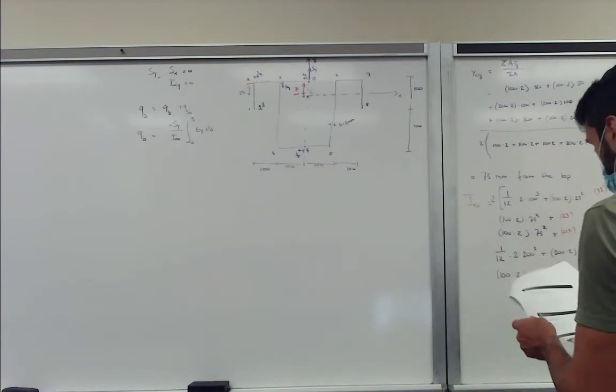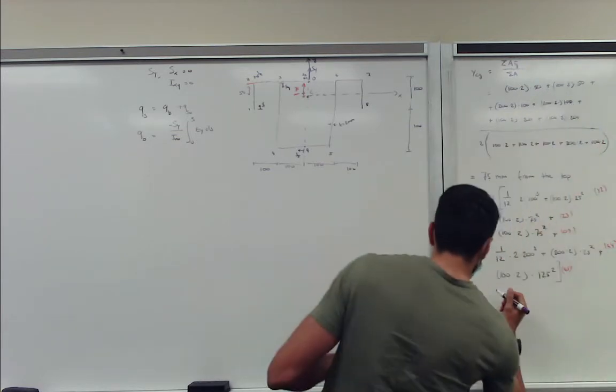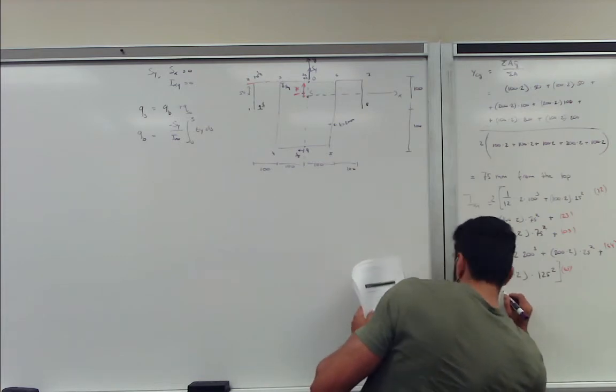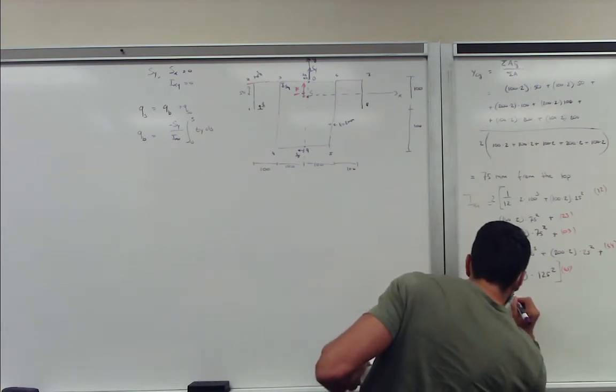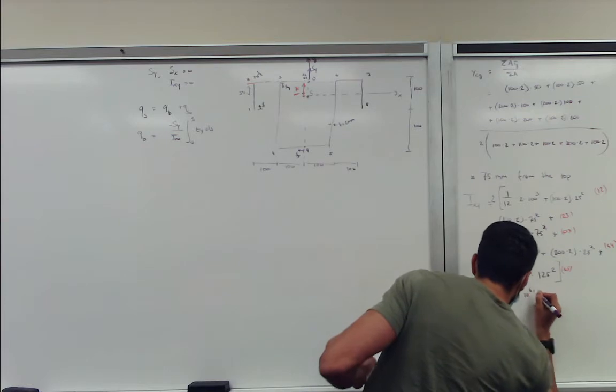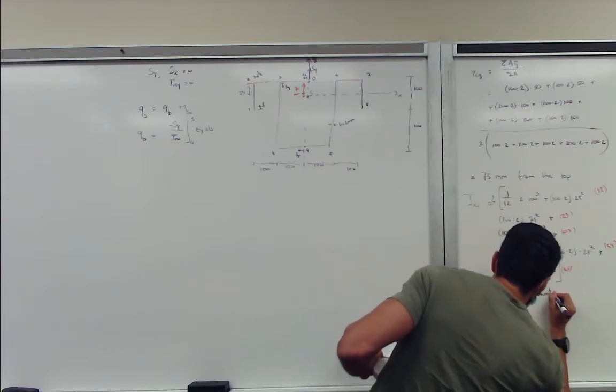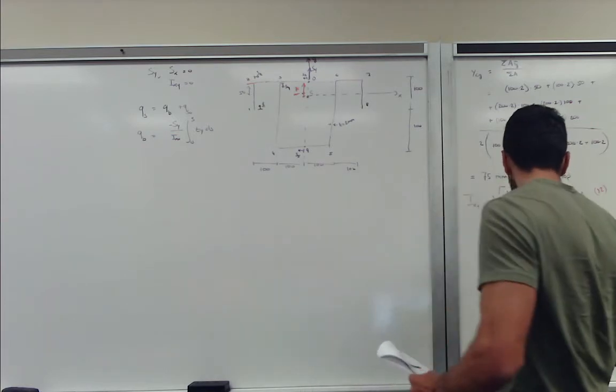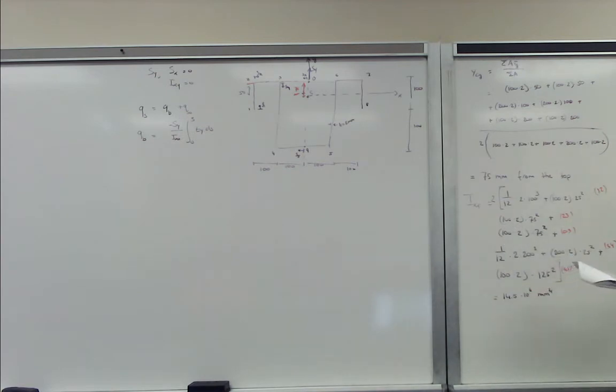And if we calculate that, we'll get a number, and that will be equal to 14.5 times 10 to the power of 6. Since we stated everything in millimeters, we get millimeters to the power of 4.